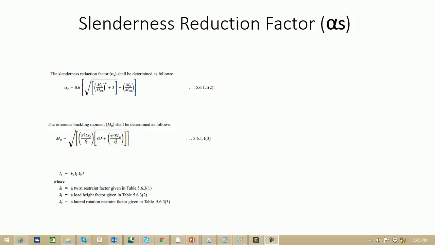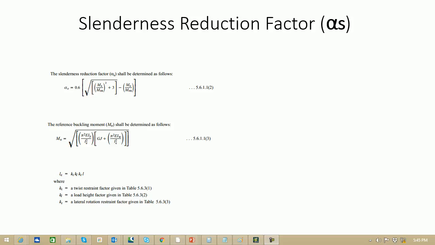Now here on the screen you can see I have taken a few important equations from the AS4100 code. The first equation, for determining the alpha S, you can see depends on different variables, different other parameters, and one of them is M subscript OA, which is also known as MO, which is referred to as the reference buckling moment.